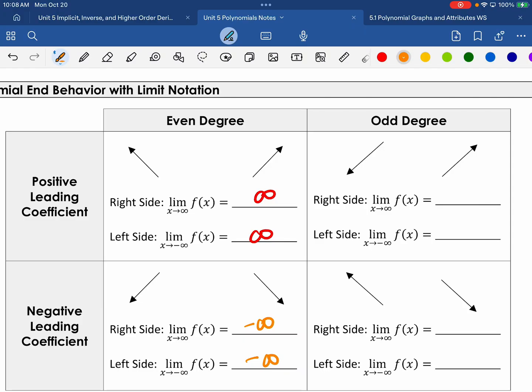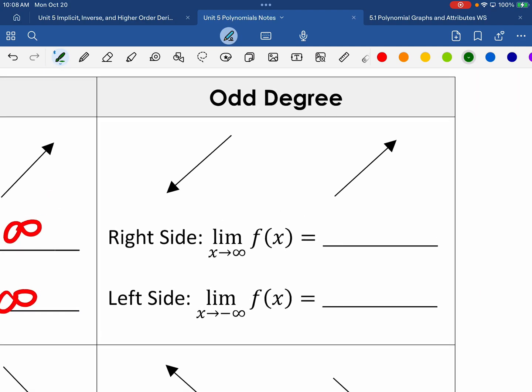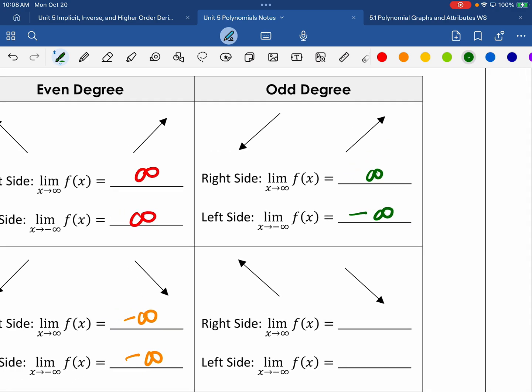If it's odd, they're going to go in different directions. So an odd degree means your end behavior is going to go in different directions. Either the right side will go up or the right side will go down, and the other one will go the other way. So odd degree, positive leading coefficient, the right side is going to go up, the left side is going to go down. Odd degree and negative leading coefficient, the right side is going to go down, the left side is going to go up.